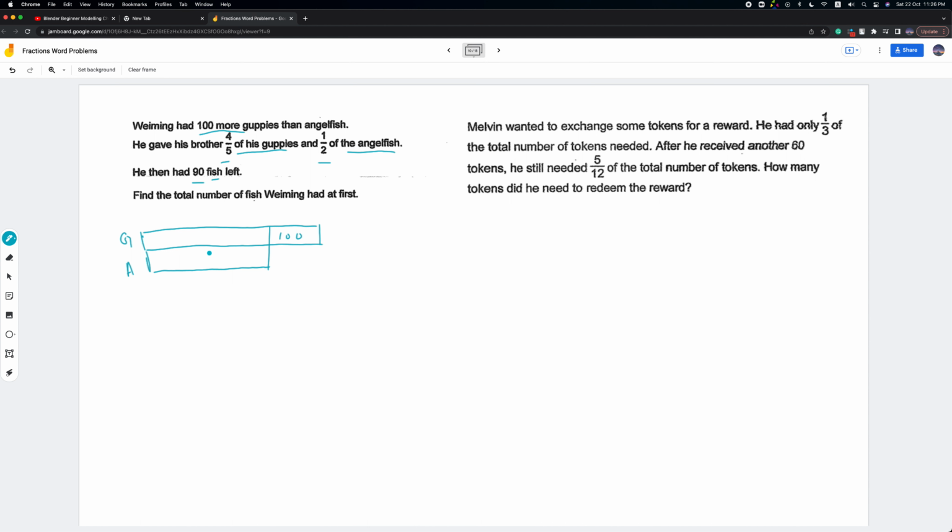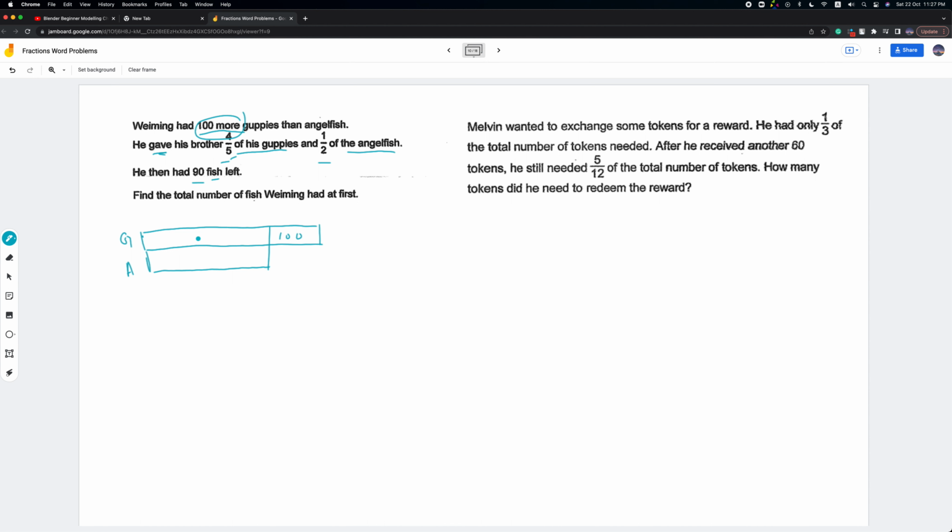Alright, so Wei Ming had 100 more guppies than angelfish. Now, as I've mentioned before, every word problem comes with a clue. The clue here is you will have a comparison number, and then you have fractions. So when you have these kinds of things, for example, in this question, when he gives his brother 4/5 of the guppies, you need to cut both sides. Let me just show you so it's clearer.